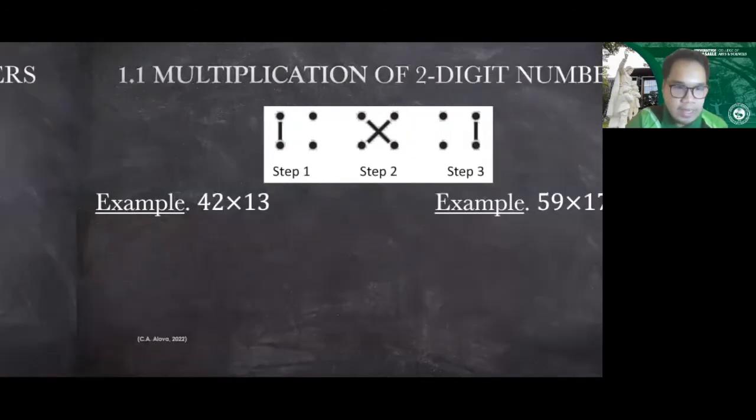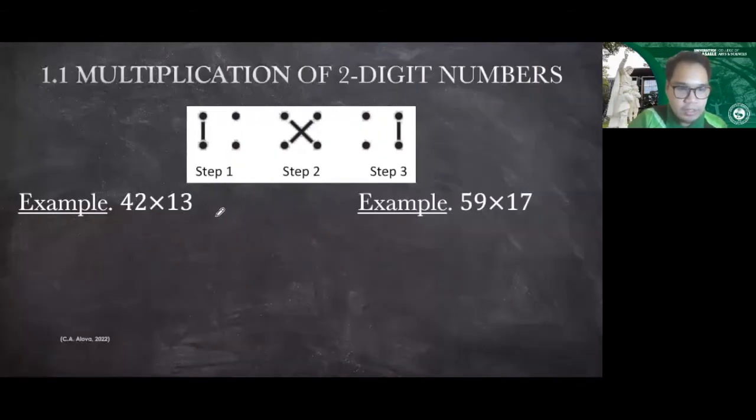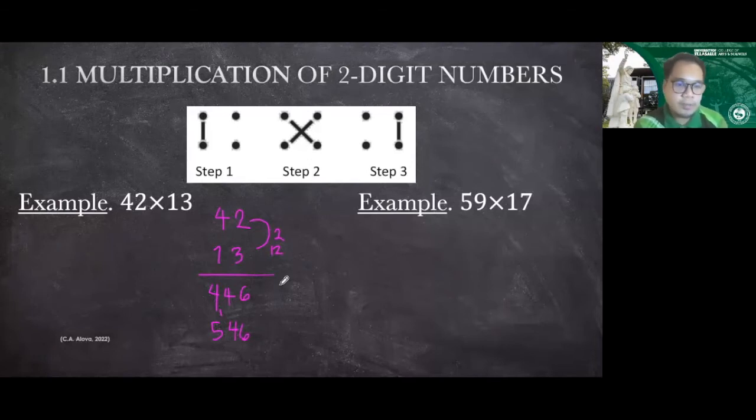Okay, more examples. 42 times 13. Let's write it here. 4 times 1 is 4. 4 times 3 is 12. We're going to add that to the product of 2 times 1, which is 2. So notice 12 plus 2 is 14. We're going to carry 1 to the hundreds place. And then 2 times 3 is 6. So we can fix this by making this 5, 4, 6. So 42 times 13 is 546. All right, so that's how easy it's going to be.